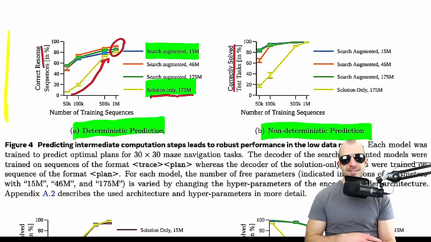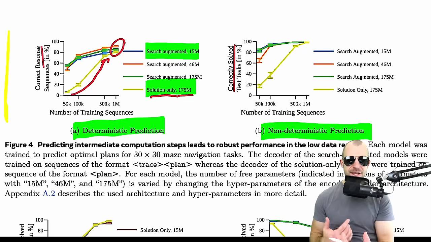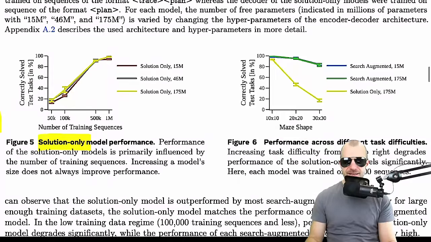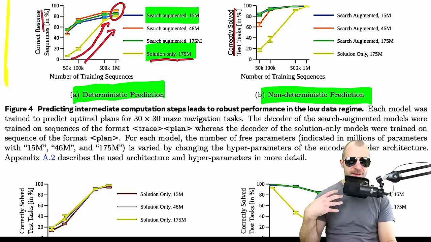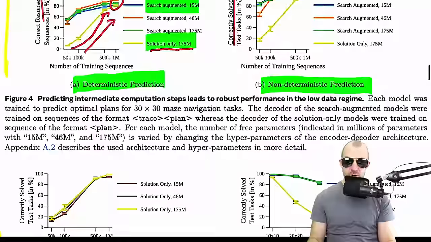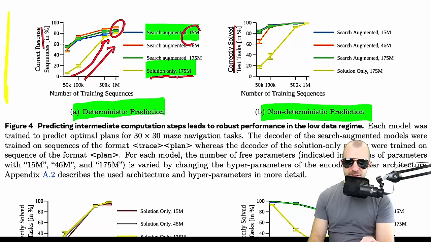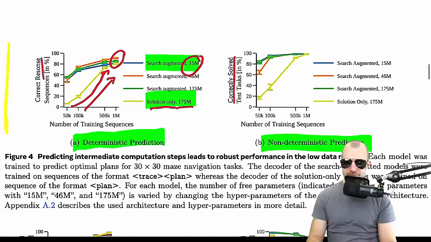So that means teaching language models how to think about planning problems makes them better at, you know, doing planning. Whereas if you don't explicitly teach them how to do that, then they need a lot of data to figure it out themselves. In other experiments, it seems like they don't actually even reach the performance at all. So that's really interesting, I think. And you can see even the small models right here, they really outperform the solution-only models on small training examples.